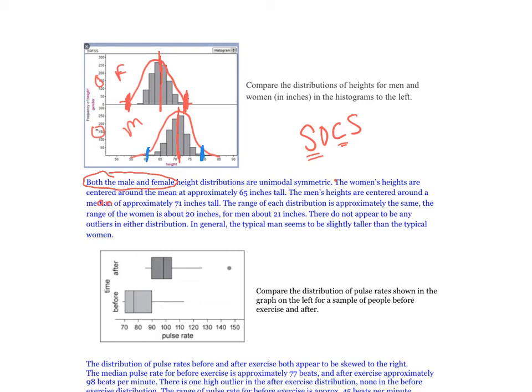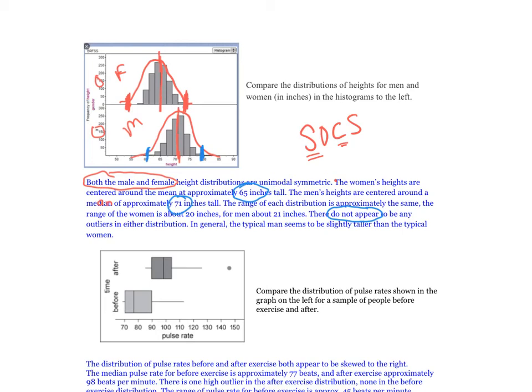And then I said there do not appear to be any outliers in either distribution. Okay, there's nothing there I see, but notice I said does not appear, just in case there is one. Then in general, the typical man seems to be slightly taller than the typical woman. Okay, and we see that by the median. It looks like the typical man's about 6 inches taller than the typical woman in this information.